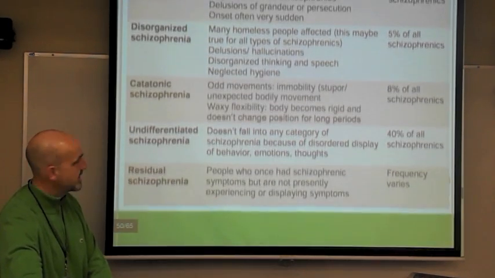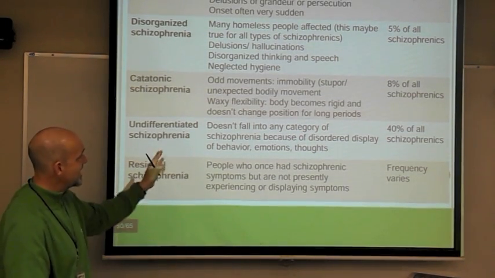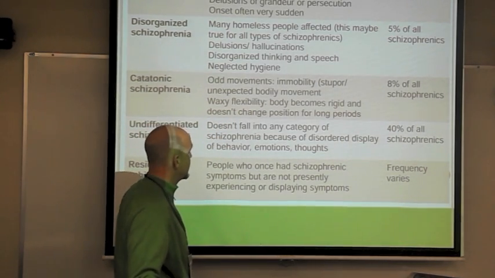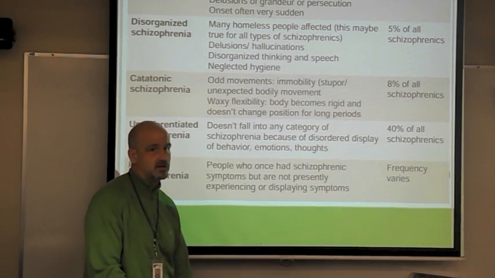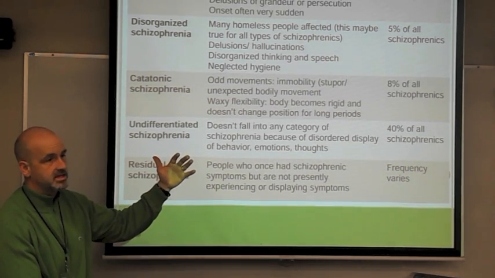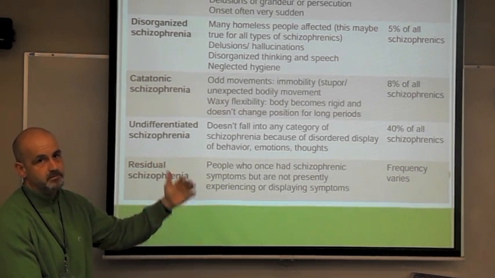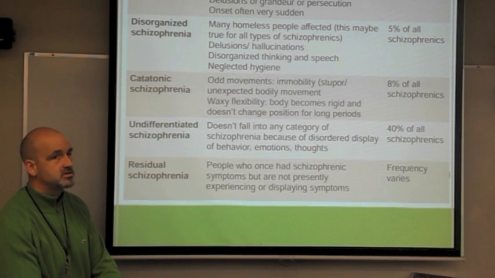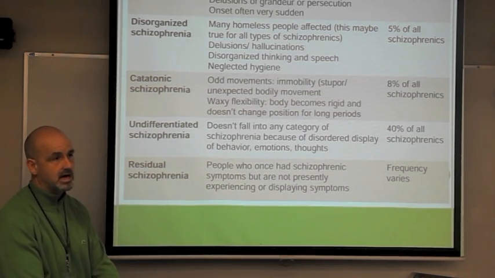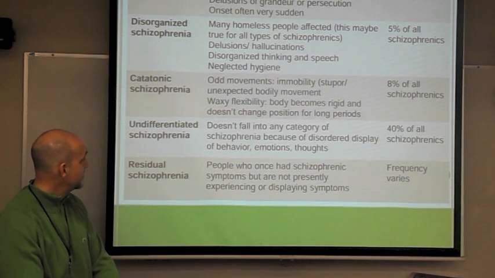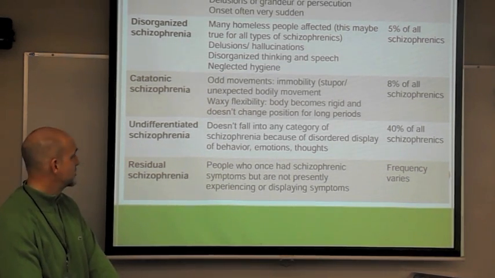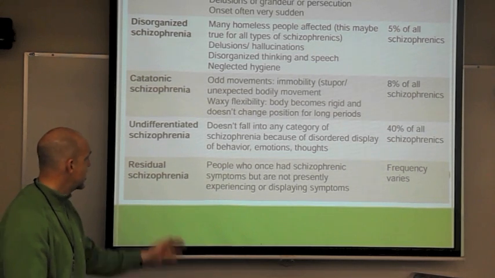Catatonic schizophrenia is kind of a mystery one. They have odd movements and immobility, which is called a stupor, and unexpected body movement. This is called waxy flexibility. They could literally sit in a rigid position with an arm extended like this for hours, not moving. Okay? And often when you see a catatonic schizophrenia, you can go up right in front of them, there would not even be a blink of their eyes. Now, again, this affects about 8% of all schizophrenics, so it is not as common as paranoid.